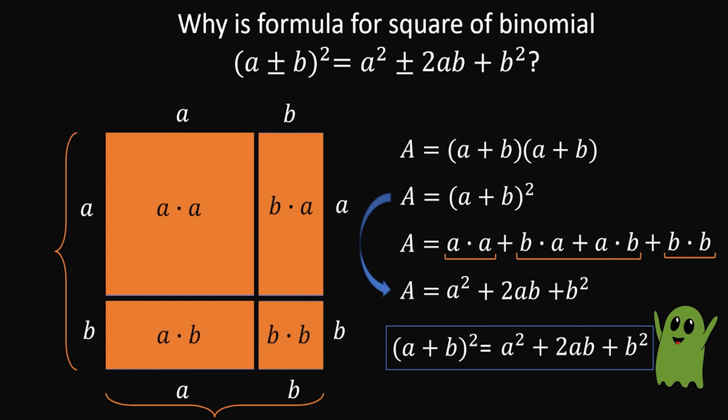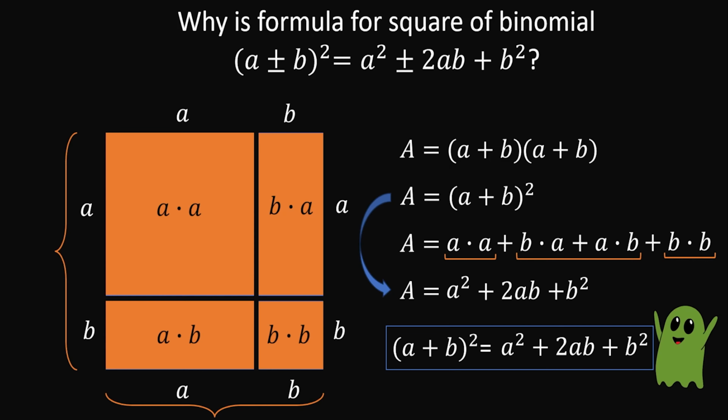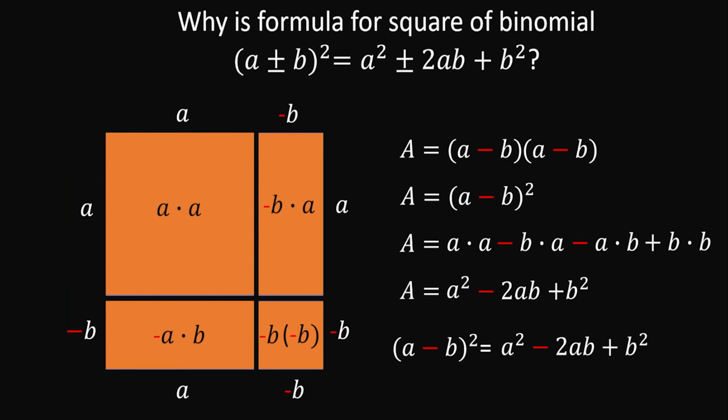Of course, exactly the same thing applies for the binomial with the minus in the second term, because the only thing you have to do is switch the value of b with a negative b, and the same rule will apply, and you will have a minus b squared equals a squared minus 2ab plus b squared. And this is again our formula.